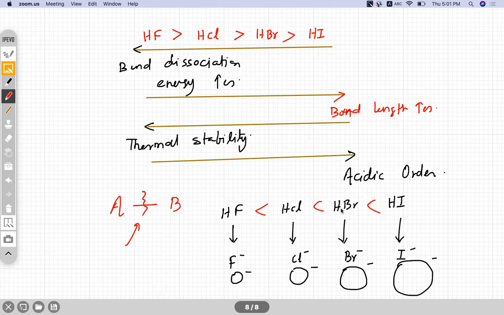All these four orders are important. Okay, copy this down. Maximum size, more distribution of electron, uniform distribution, and hence it is more stable. I minus is more stable, so HI is the most acidic compound. Just give me one minute, guys.